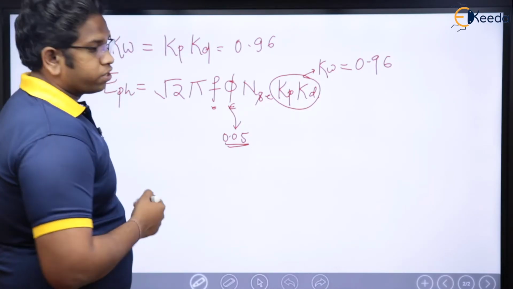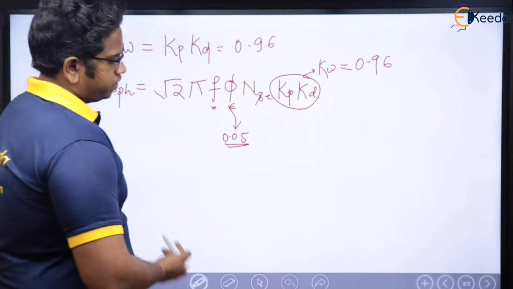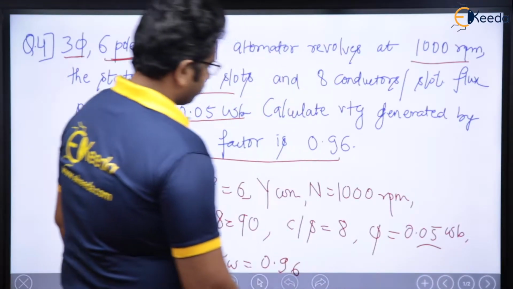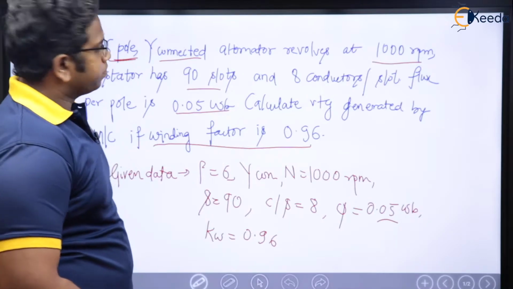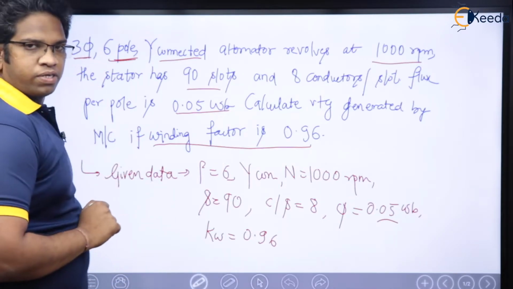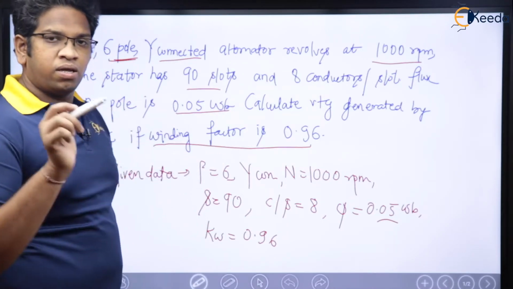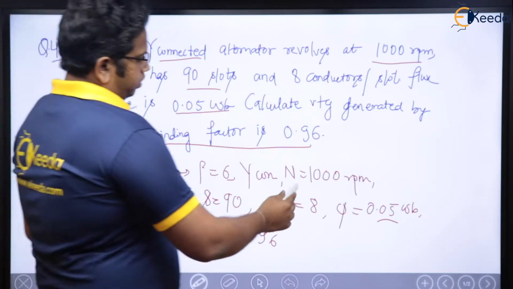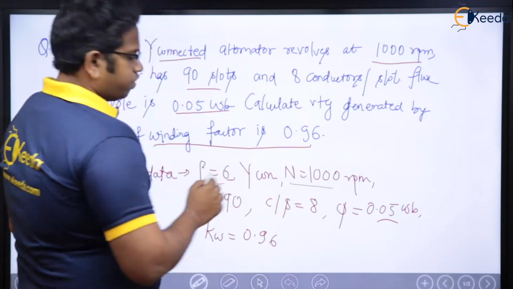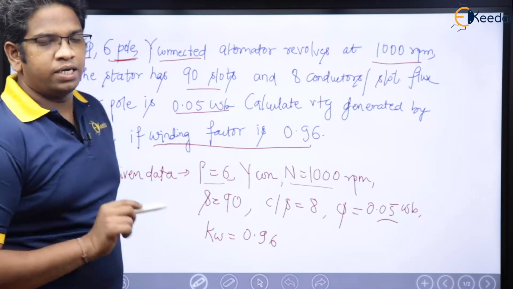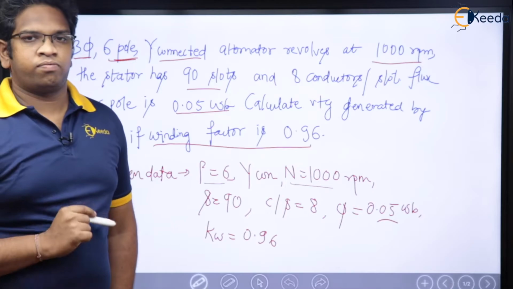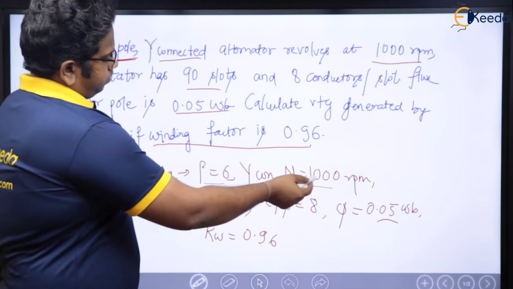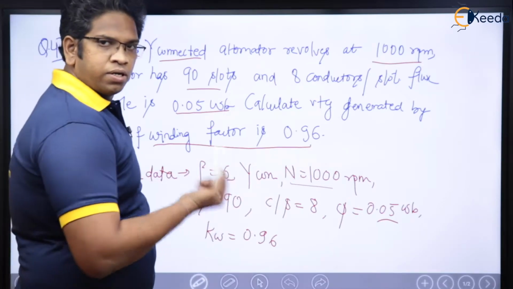Now, let us think of frequency. They have not at all mentioned frequency. But what have they mentioned? They have given RPM and the number of poles. And we know that N is equal to 120F upon P. P is known, N is known, which means frequency can be found. How much is N? 1000. How much is pole? 6. Let us find frequency.